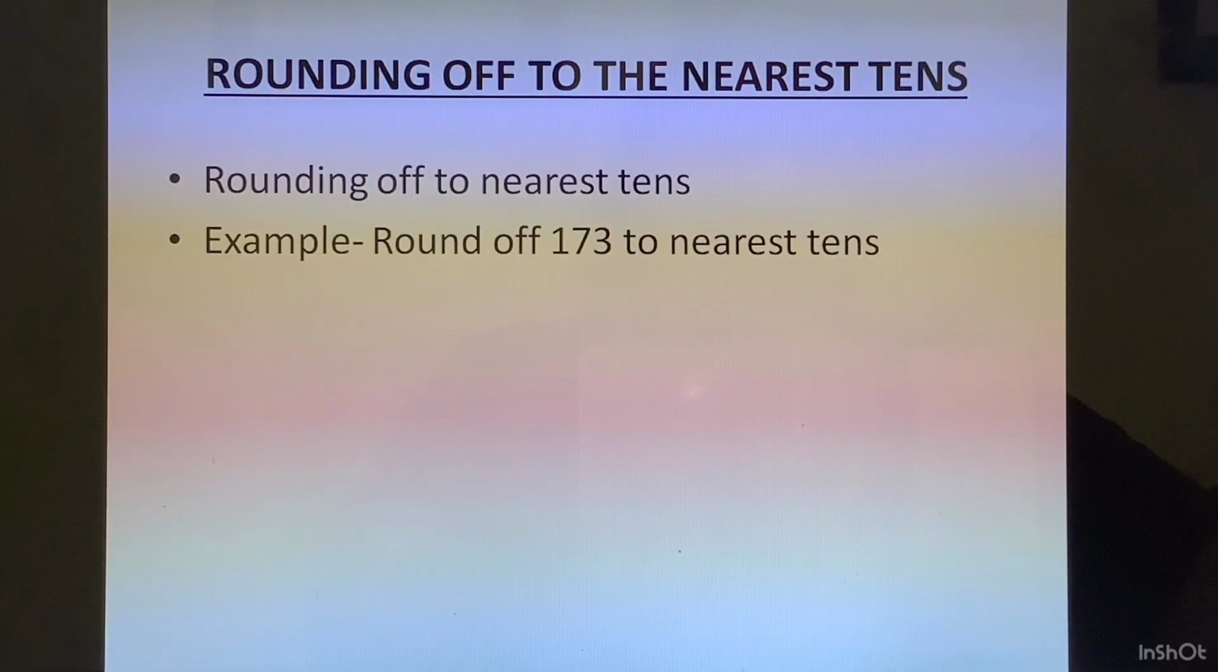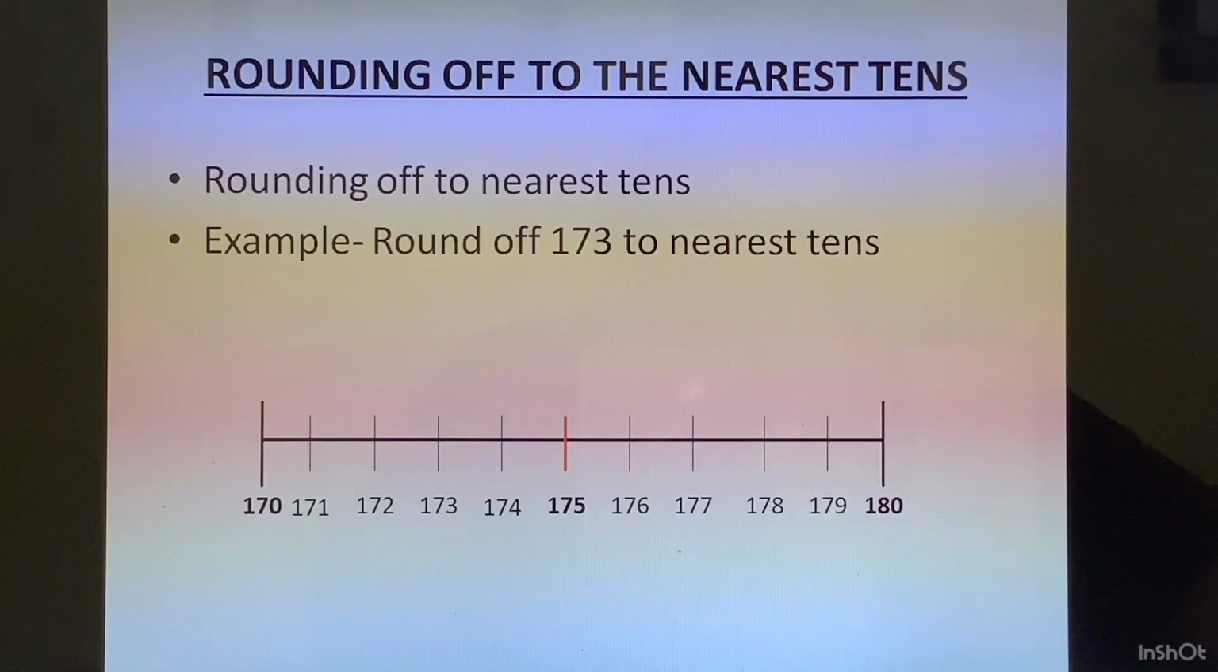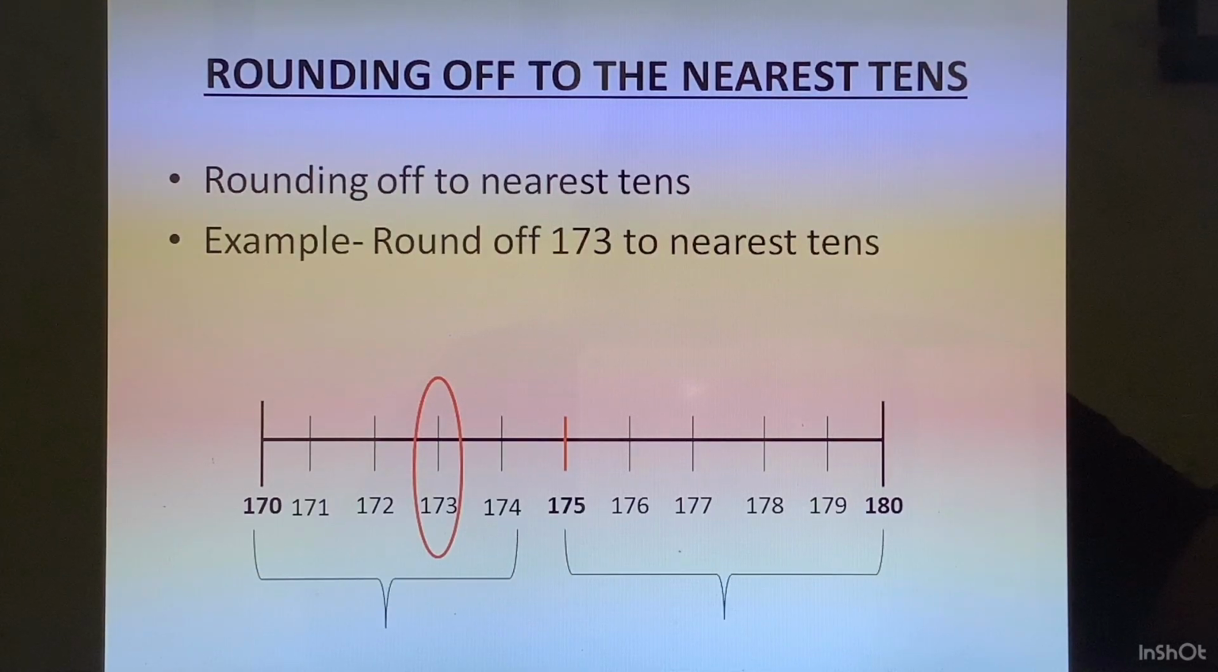Let us take the example of 173 and we round it off to the nearest tens. Here there is a number line on which numbers from 170 to 180 are written. 175 is marking the center. In this particular case, 173 is on the left of the center. So this will round off to 170. And any number after 174 would be rounded off to 180.